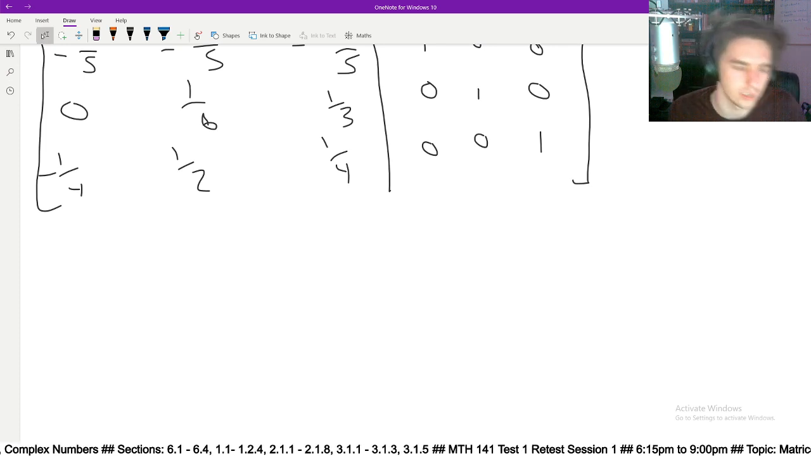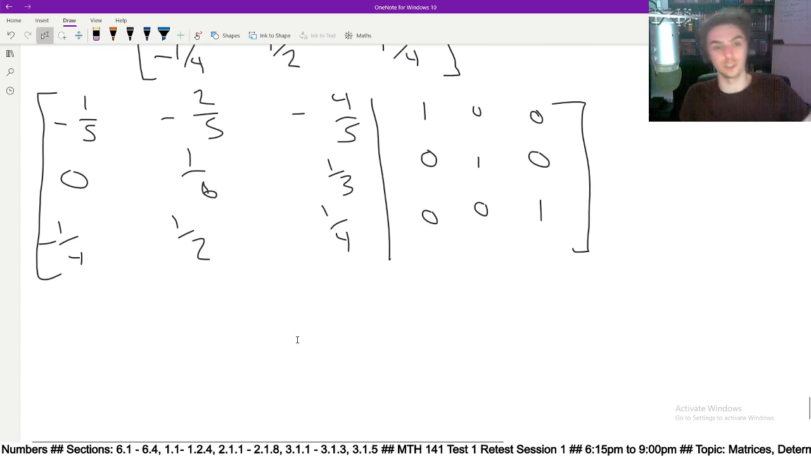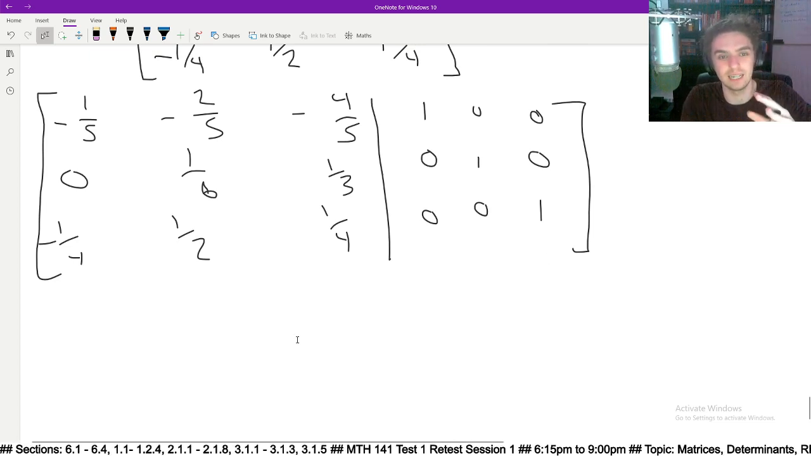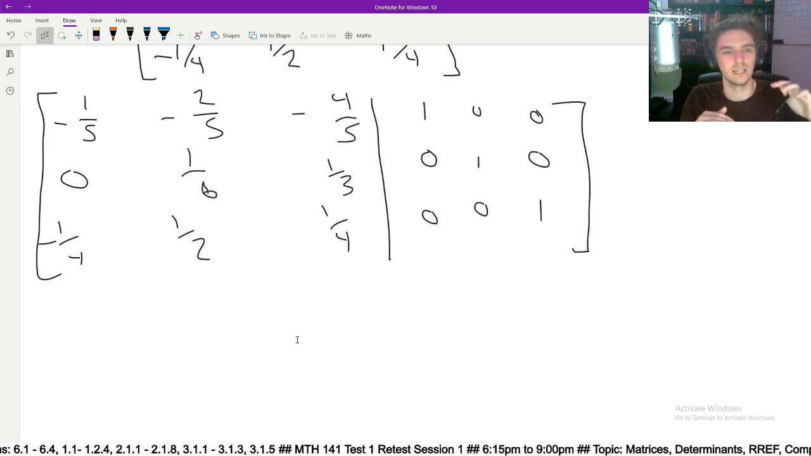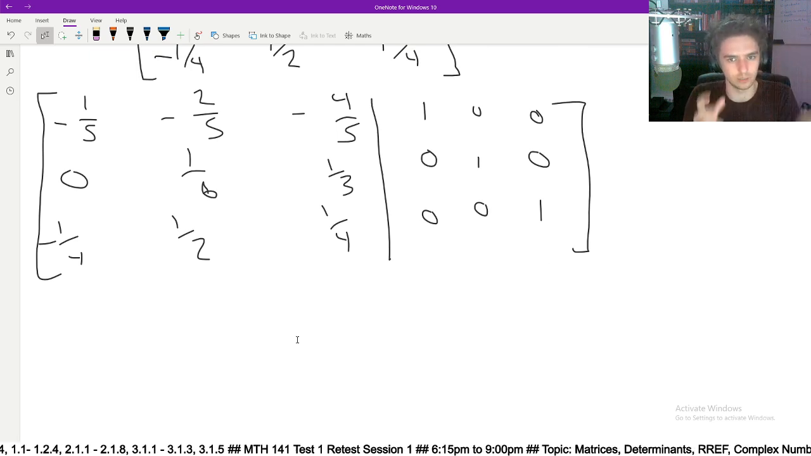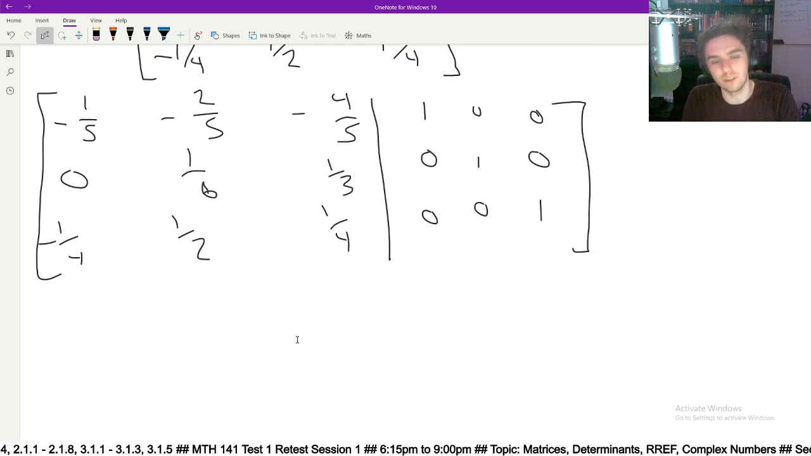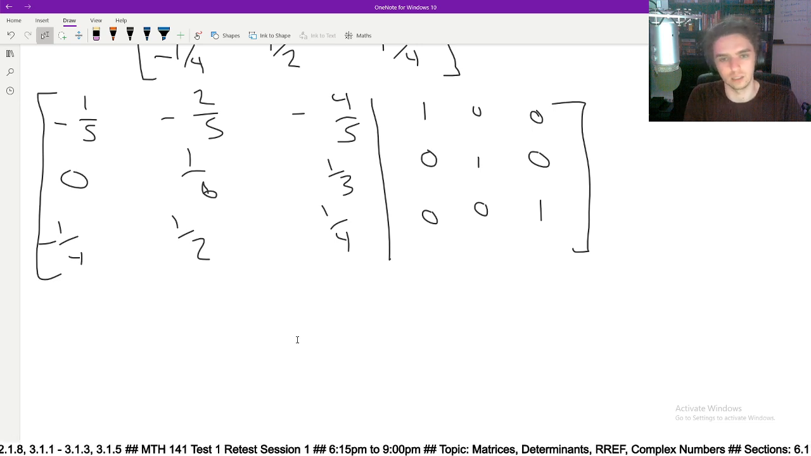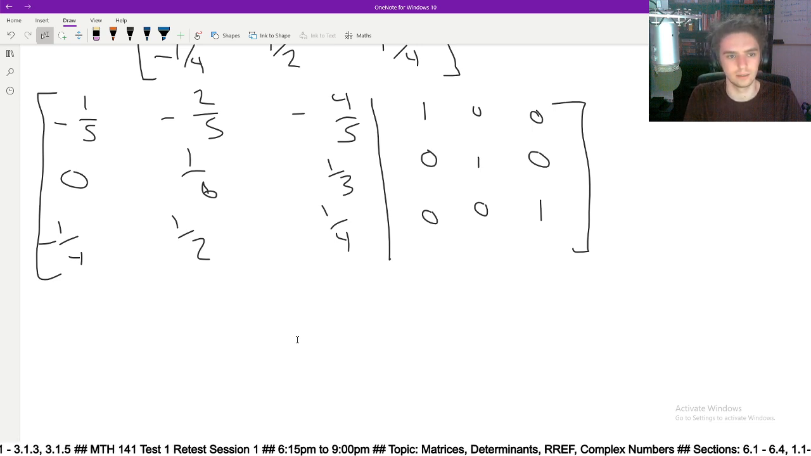Yes. We put it into RREF. So in other words, you're going to put the identity matrix on the other side, right? Because RREF is just a diagonal of 1s and a bunch of 0s. And whatever's on the other side after all that, well, that is going to be your inverse. Okay.